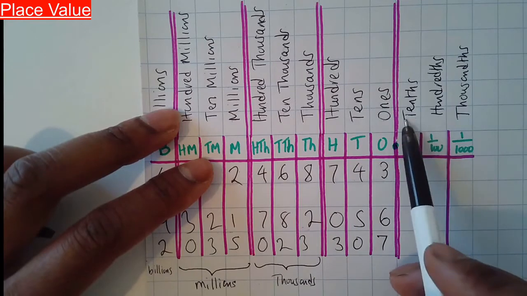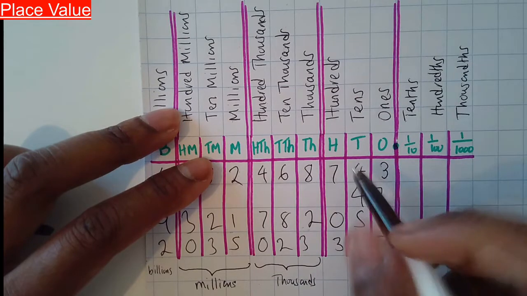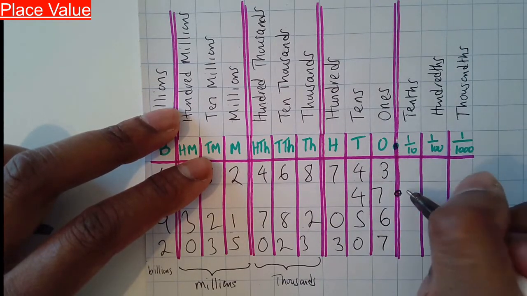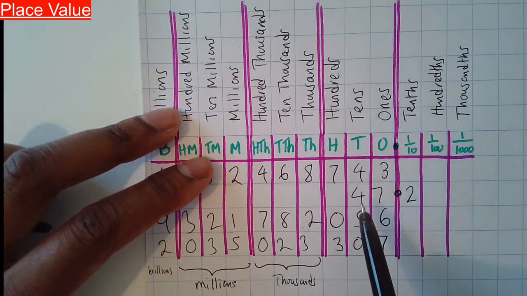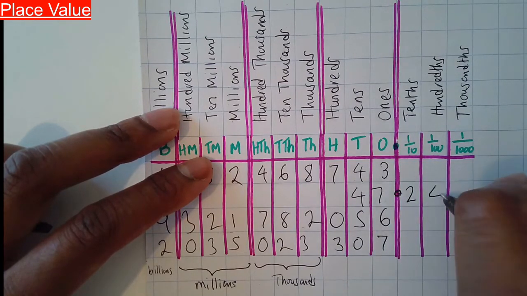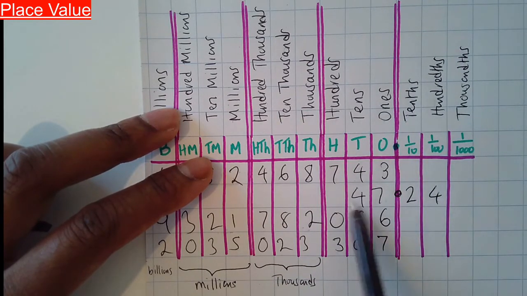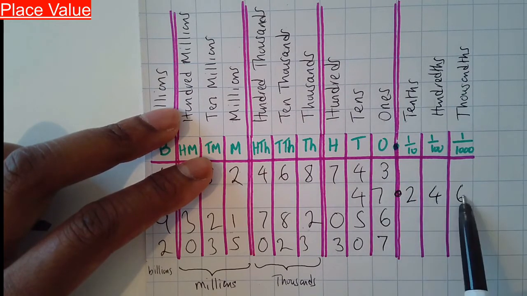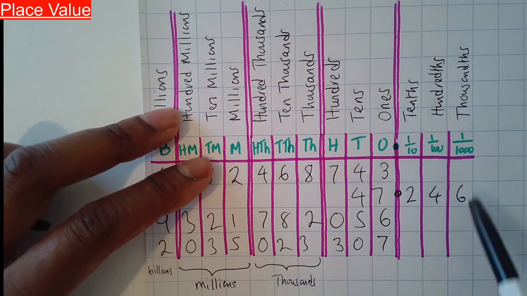Right, I'm going to look at these columns now. So I'm just going to put a number here. So that's 47, obviously. And going past the decimal point, put a number here. That's 47.2, or you could say 47 and 2 tenths. So you've got 2 tenths, 4 hundredths. So that's 47.24. Then 47.246. So we've got 2 tenths, 4 hundredths, 6 thousandths.